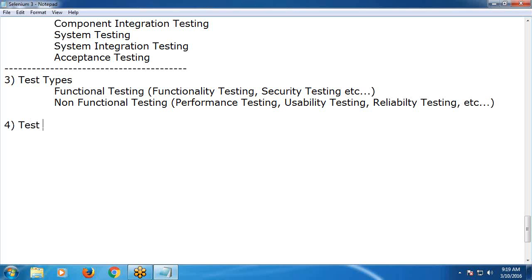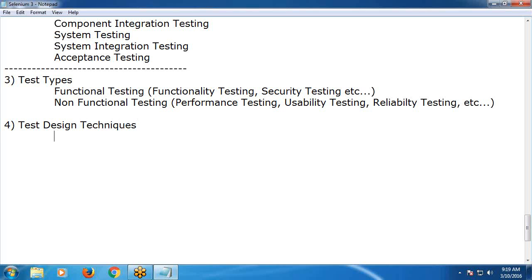Test design techniques. What is the subset of performance testing? You said load. What are the other things? Stress testing, spike testing, endurance testing. Thank you, sir. Welcome. Test design techniques.